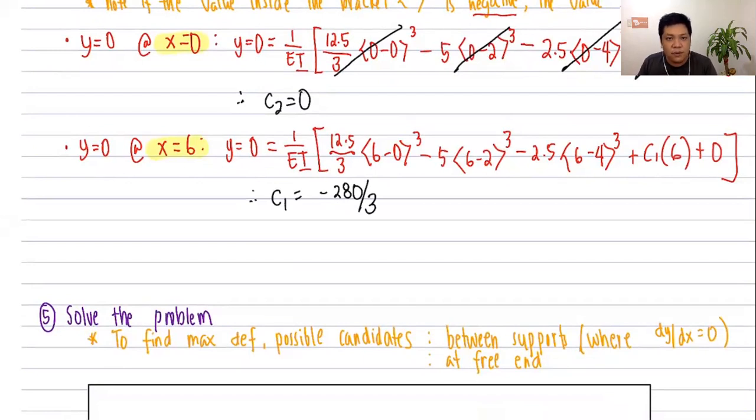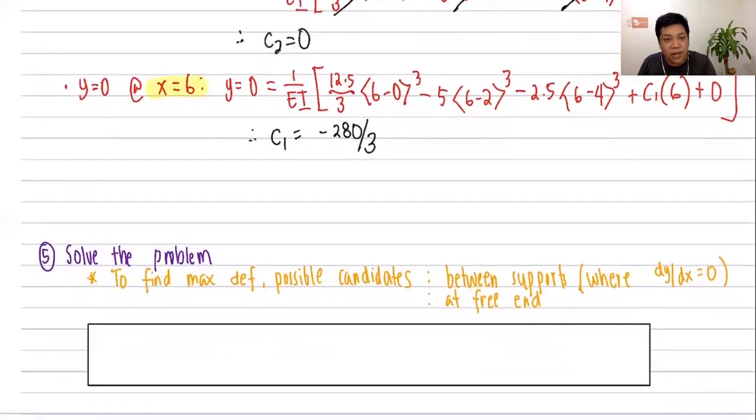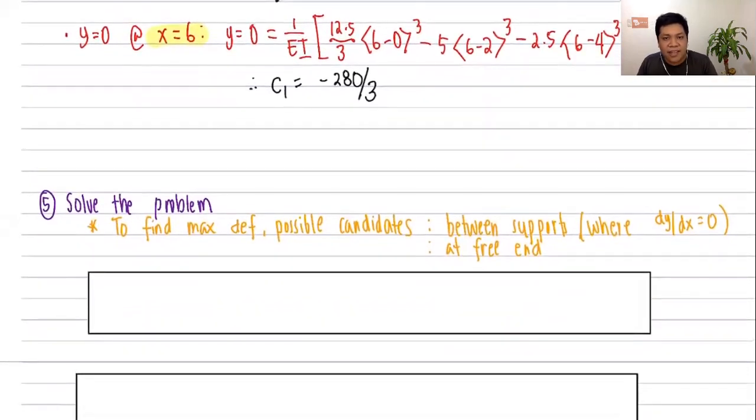Now that we have solved for the boundary conditions, I can already solve the problem. To find the maximum deflection, once you have finished solving the boundary conditions, the next step always is to locate. Before even determining what the maximum deflection is, you first need to find out where the maximum deflection is. So that's always the initial step.